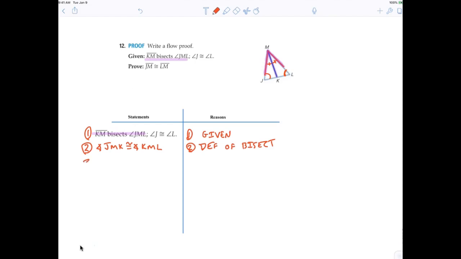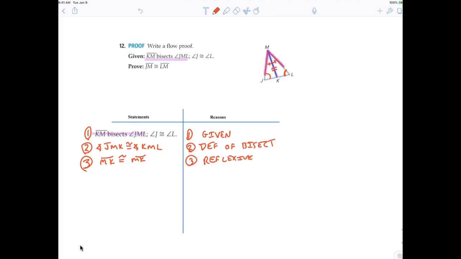Now, number 3, Emily, what? I said MK is congruent to MK. That's reflexive. You okay with that? MK is always congruent to itself. MK is congruent to MK, and that is reflexive. And I put 2 tick marks.